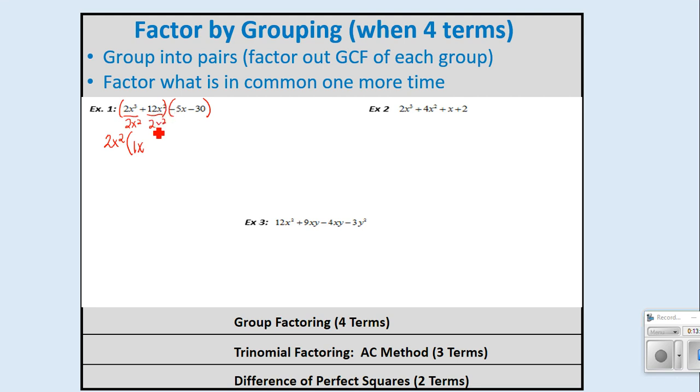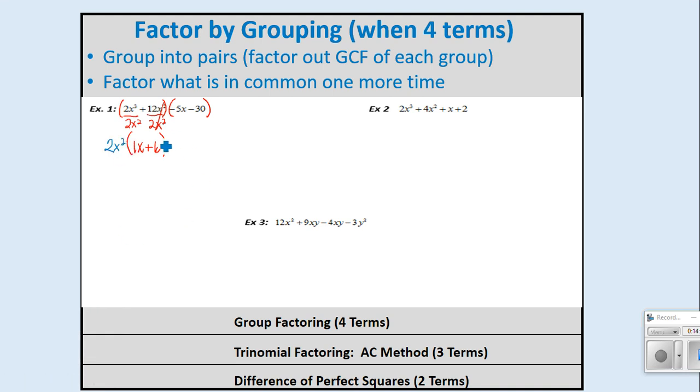12x squared divided by 2x squared. 12 divided by 2 is 6. X squared divided by x squared is gone. Okay, what I'm going to do is go ahead and put that greatest common factor in a different color here.